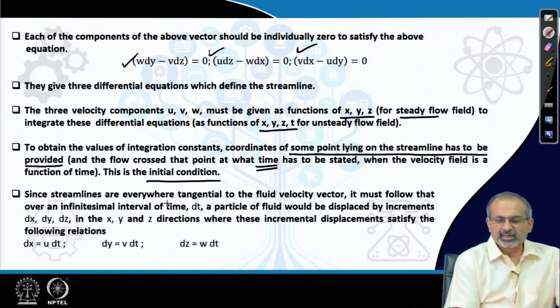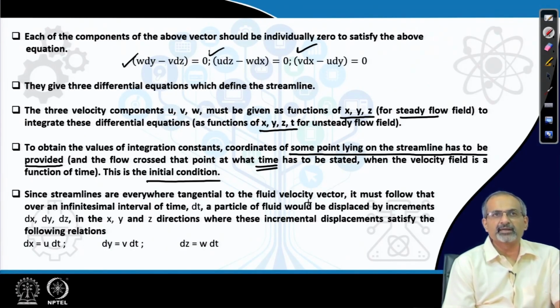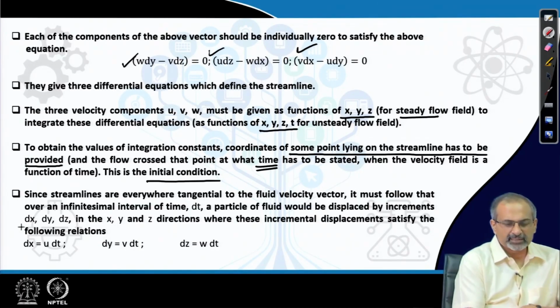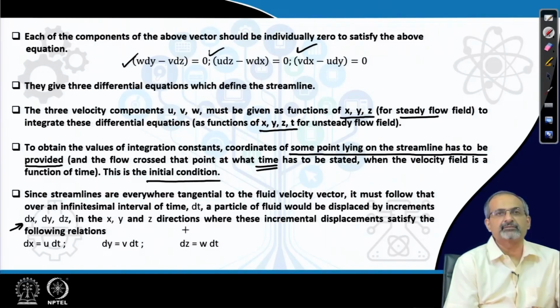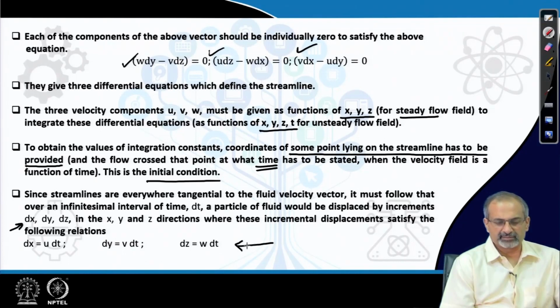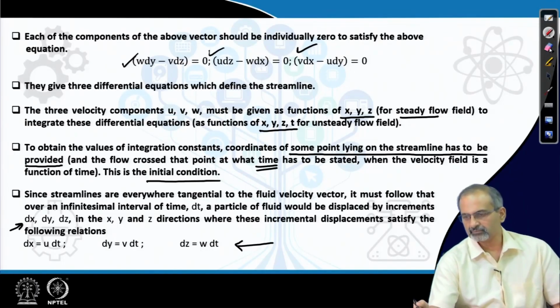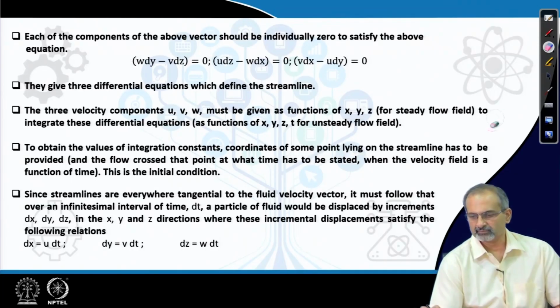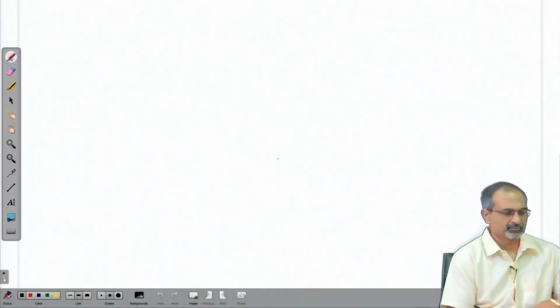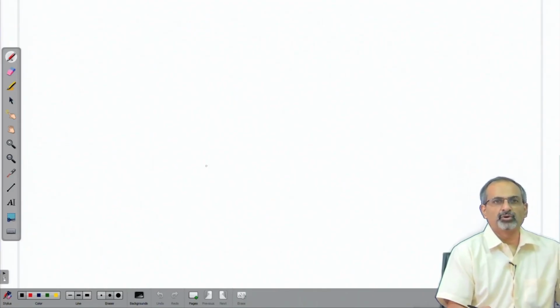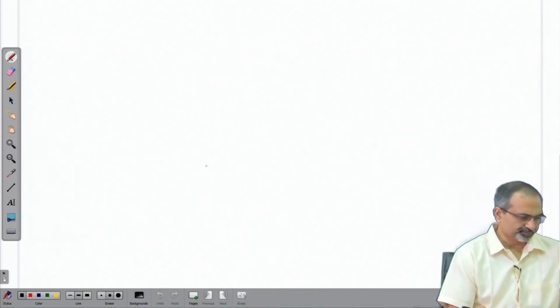So, since streamlines are everywhere tangential to the fluid velocity vector, it must follow that over an infinitesimal interval of time dt, a particle of fluid would be displaced by increments dx, dy, dz in the 3 directions x, y, z, where these incremental displacements would all satisfy these relations. dx is equal to u dt, dy equal to v dt, dz equal to w dt. We will do a little more detailing on streamlines.